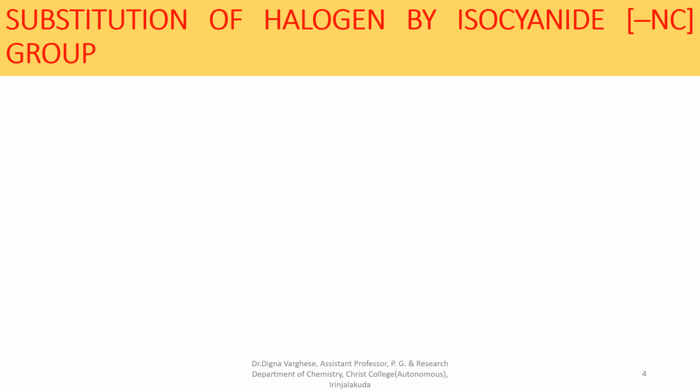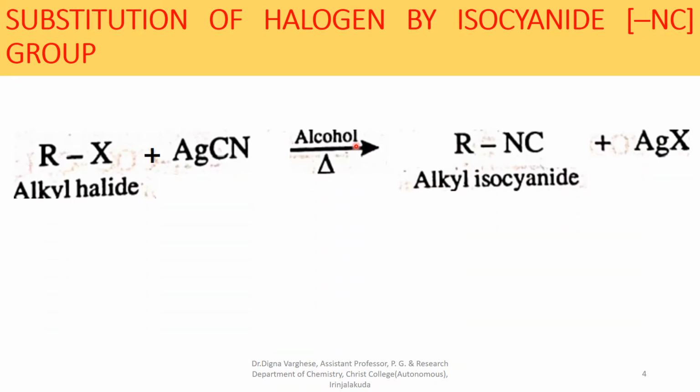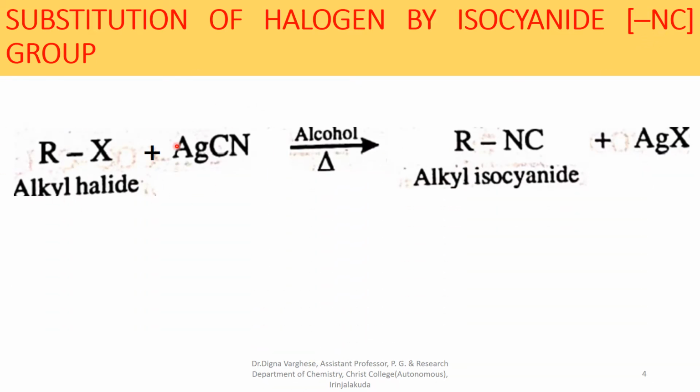Substitution of halogen by isocyanide group, that is NC group. The alkyl halide reacts with alcoholic silver cyanide to form alkyl isocyanide. You can see here the nitrogen atom is joined to the carbon atom. If it is a cyanide group, the alkyl part is joined to the carbon part of the cyanide group. Here we can see the nitrogen atom is attached to the alkyl part. So it is isocyanide plus silver halide.